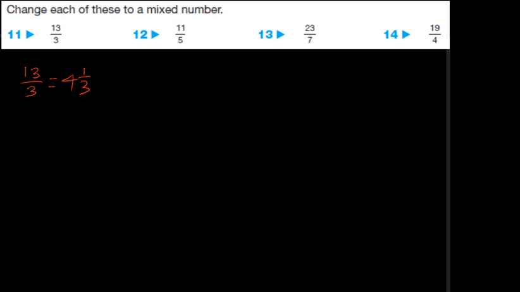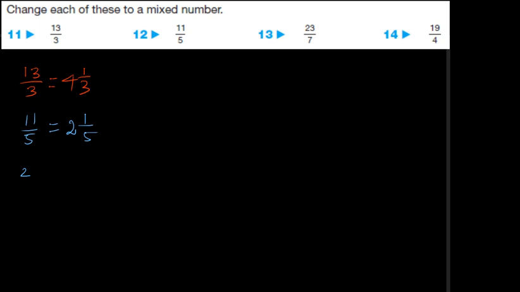Similarly, for 11 by 5, check in the fifth table how many 5s are available in 11. We know that 2 5s are 10. The number should be less than 11. 2 5s are 10, so we put 2 here. The balance is 1. So 2 and 1 by 5 is the mixed fraction of 11 by 5.